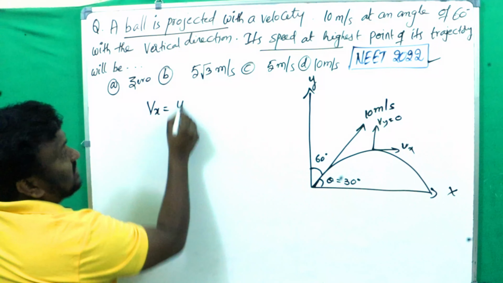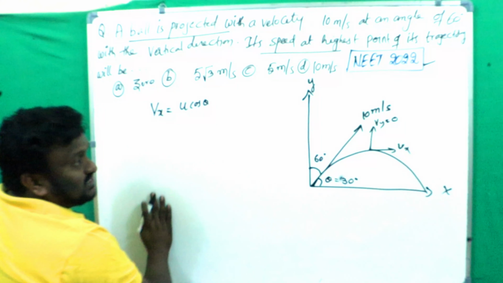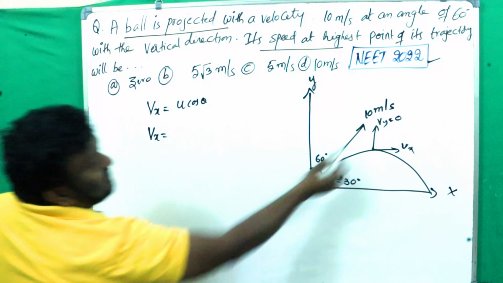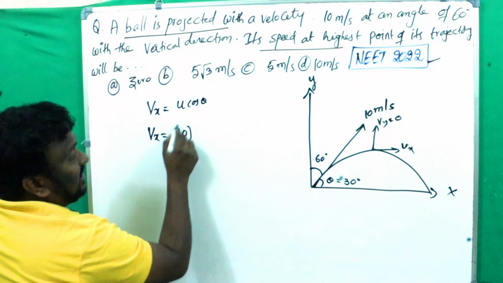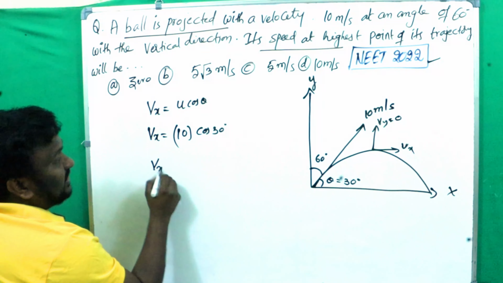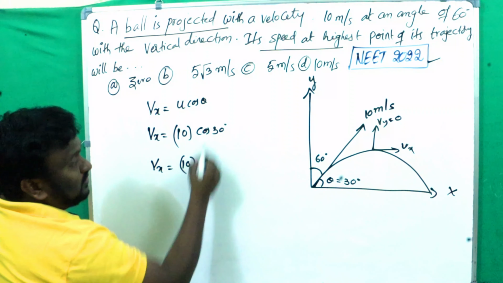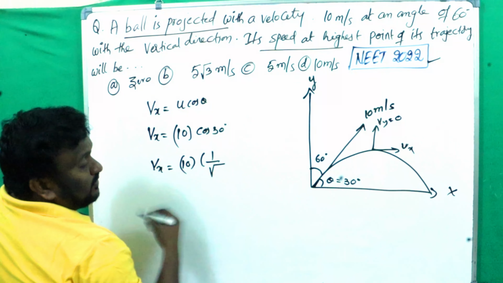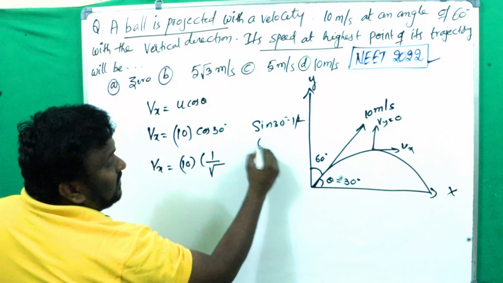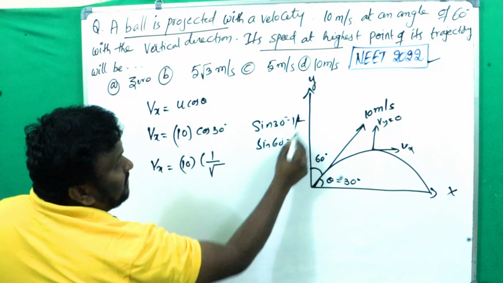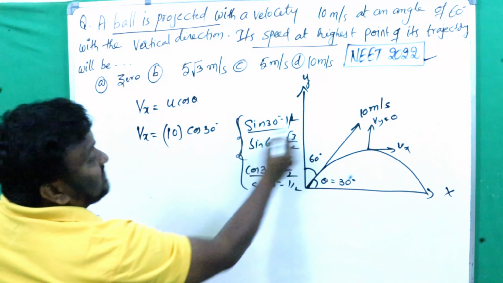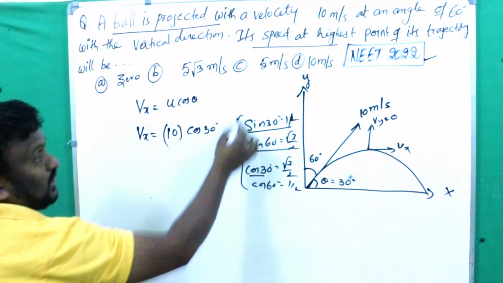So at that point, Vx is equal to u cos theta. Here u is the velocity given, 10, and the angle is 30 degrees, so cos 30 degrees. Then Vx is equal to 10 cos 30. Remember: cos 60 is 1 by 2, sin 30 is 1 by 2, and sin 60 is root 3 by 2. So you have to remember these values.